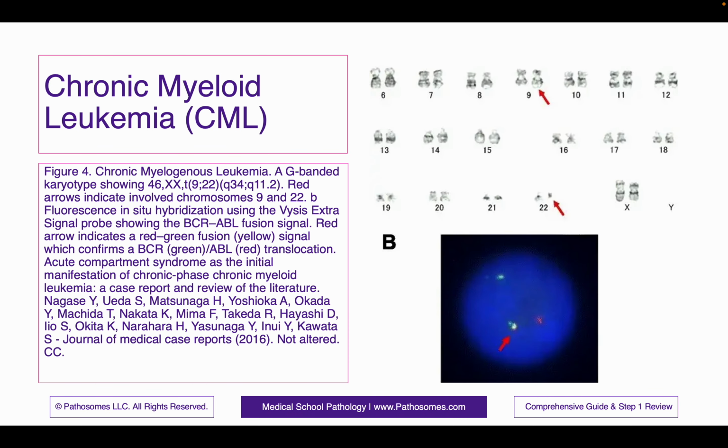You remember this image? Can you tell me what translocation is happening here? Philadelphia chromosome, 9;22, associated with chronic myeloid leukemia. In B, we specifically see fluorescence in situ hybridization. We have a couple normals indicated by the green and the red. And then look at that, we have a fusion occurring, giving that yellow.